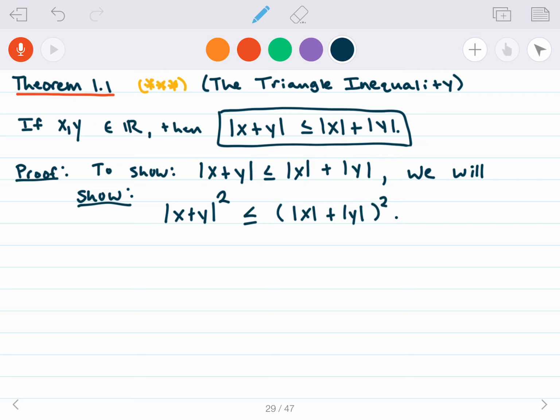Okay, and so to do that, I'm going to first start with this guy right here, and I'm going to expand it and play around with some things. So I'm going to start with this, abs x plus abs y squared, and that's going to just be equal to the expanded version here.